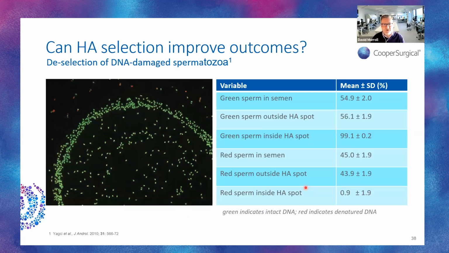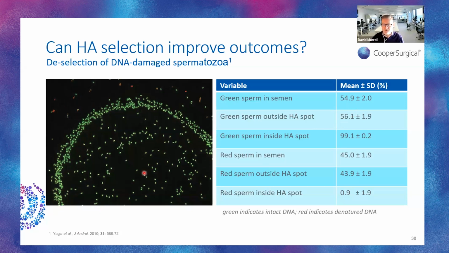Now, looking at the PIXI dish, this is a really nice paper from Yagchi and colleagues, where they labeled sperm with a fluorescent dye, and if they are red, they show DNA fragmentation, and if they're green, they are DNA intact. And what this showed is that when you put it on a PIXI dish, this is the PIXI dish with the hyaluronan dot, and what it shows really nicely is that outside the dot, so where they're not binding, around about 55% are labeled green, so their DNA intact. So 45% are DNA damaged.